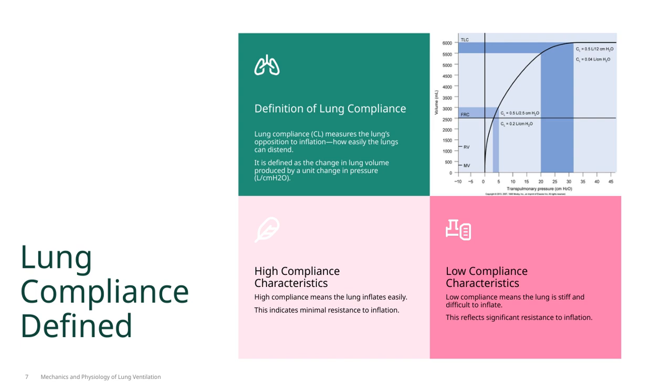On the other hand, low compliance indicates that the lungs are stiff and resistant to inflation. In this case, it takes more pressure to achieve the same amount of expansion, which reflects increased resistance. This can happen in conditions like fibrosis or acute respiratory distress syndrome, where lung tissue becomes less elastic. Understanding these differences helps us evaluate lung function and tailor ventilation strategies effectively. Remember, compliance is a key factor in assessing how well the lungs respond to mechanical ventilation and overall respiratory health.